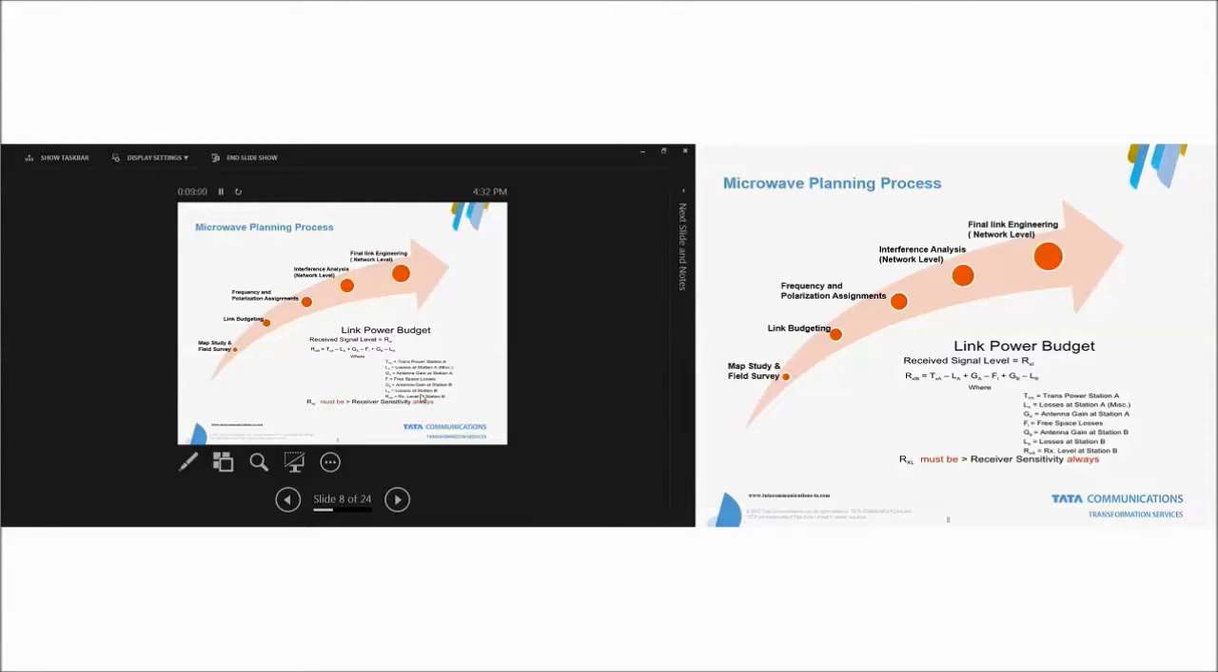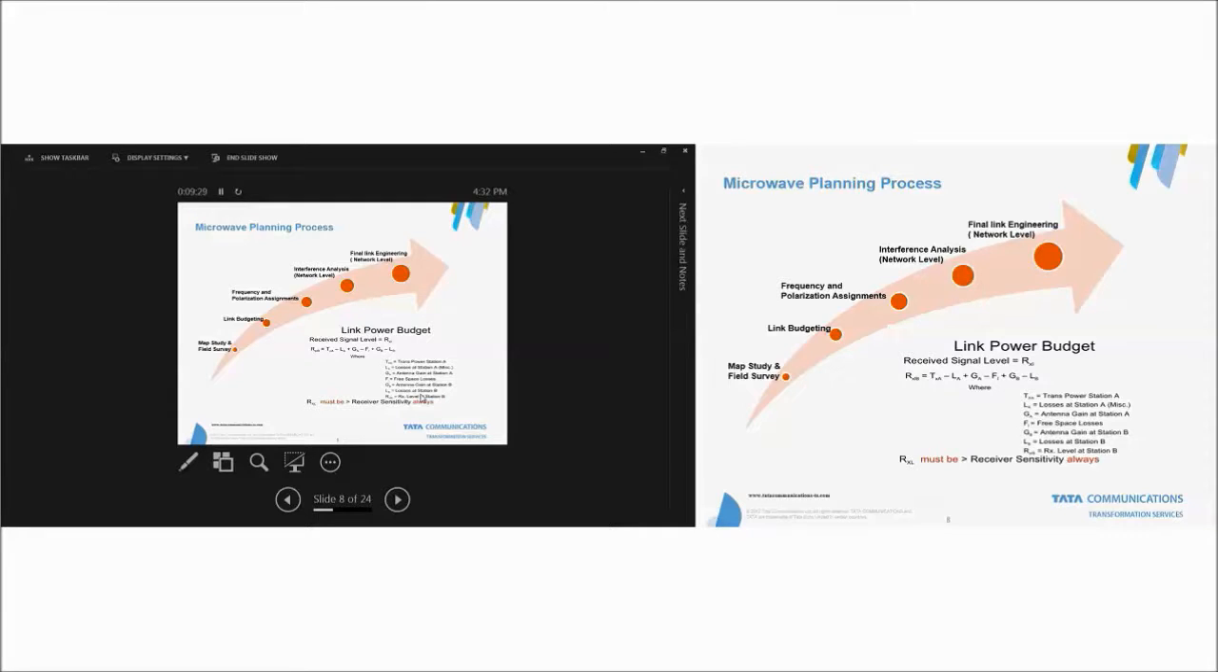We have seen what a microwave is, how it evolved, what the advantages and disadvantages of microwave are, and where it is applied. We can now move on to the microwave planning process. How is a microwave link planned? These are the steps involved in a microwave planning process. First is map study and field survey, link budgeting, frequency and polarization assignments, interference analysis, and final link engineering.